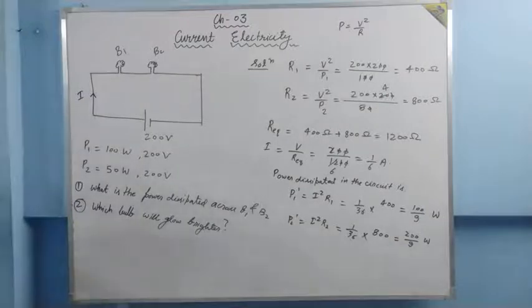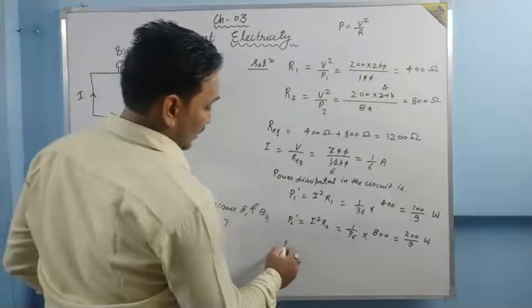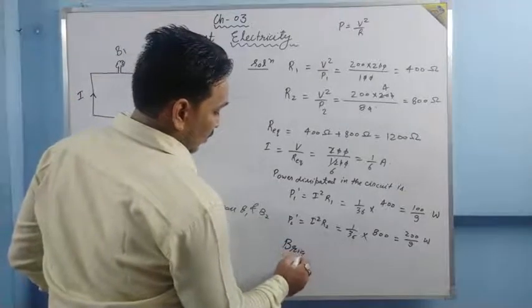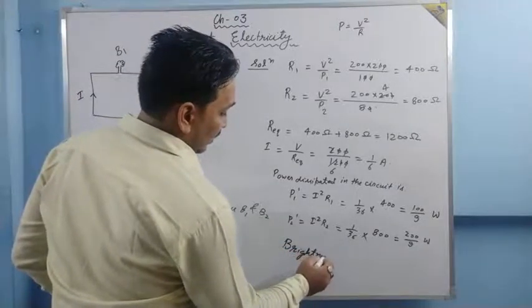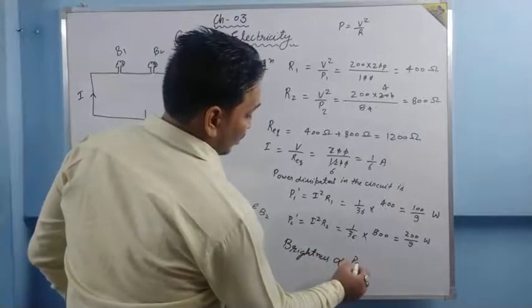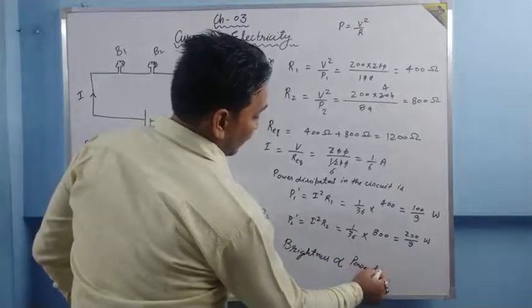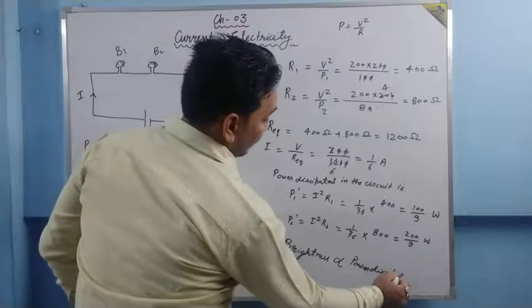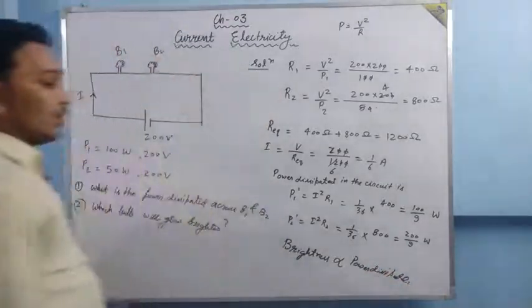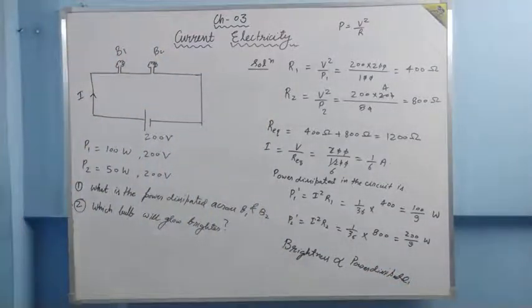The second question is, which bulb will glow brighter? Remember that the brightness of a bulb in a circuit is directly proportional to the power dissipated. Which bulb has higher power? Obviously the second one. So in this case, the second bulb will glow brighter.